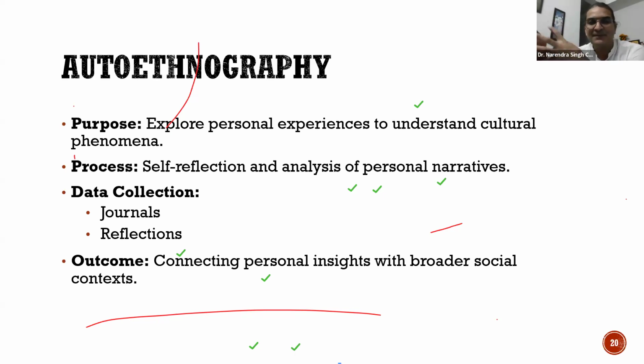And then we try to connect the personal insights with the broader social context. That is why you might have seen so many political speakers at times quote the novels and autobiographies of prominent personalities about their lives and all that. They say, in that particular book this has been quoted and this is on record. That is autoethnography, and we try to bring out a lot of meaning out of it.